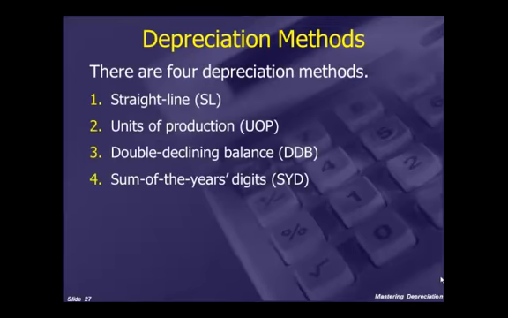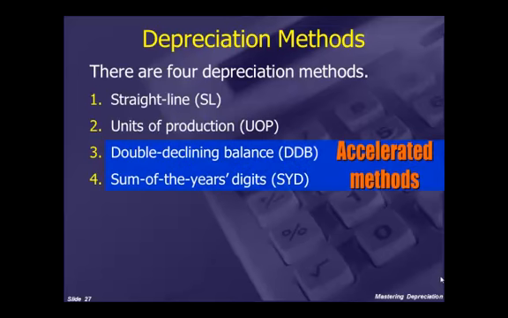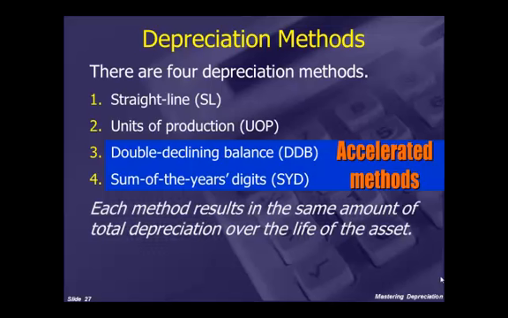All right, there are 4 depreciation methods: straight line, SL, units of production, UOP, double declining balance, DDB, sum of the years digits, SYD. Now, the last 2 methods are referred to as accelerated methods. So double declining balance, sum of the years digits are accelerated methods. They yield a higher depreciation expense in the early years, and then the depreciation tapers down to where it is less in the later years. However, do take note that each method results in the same amount of total depreciation over the life of the asset.